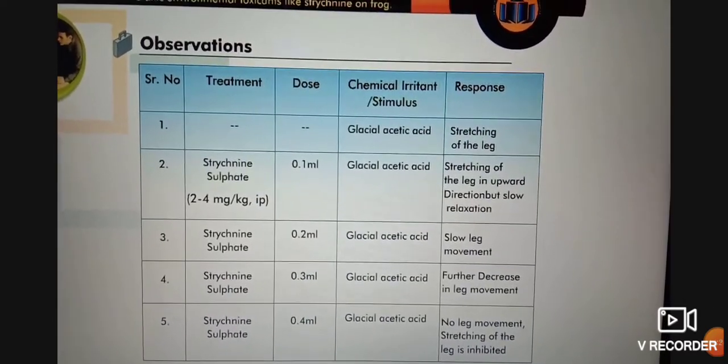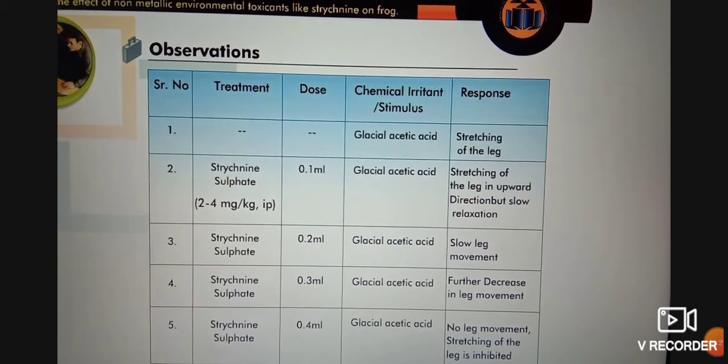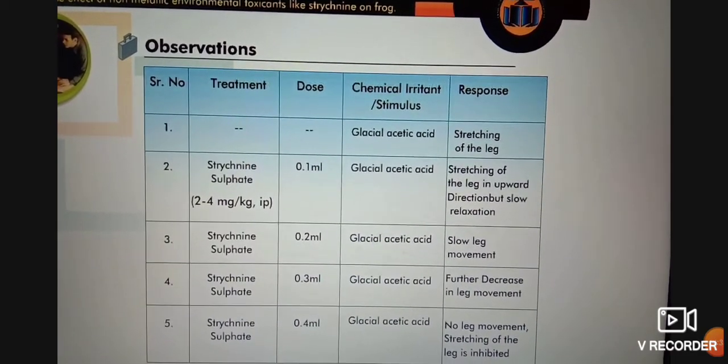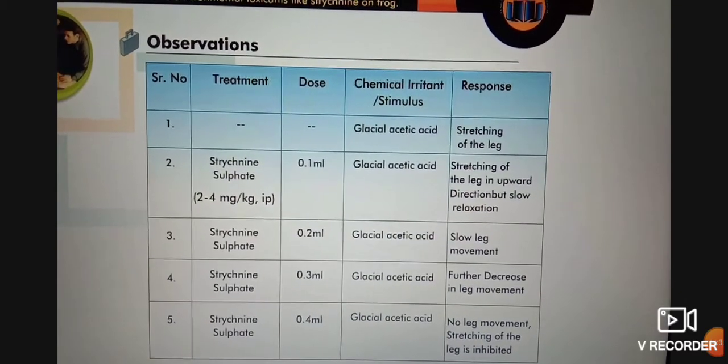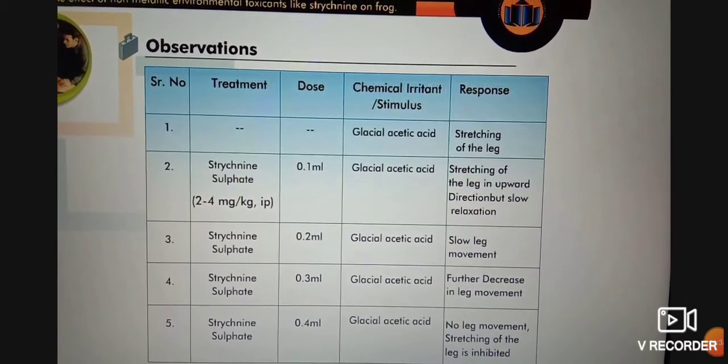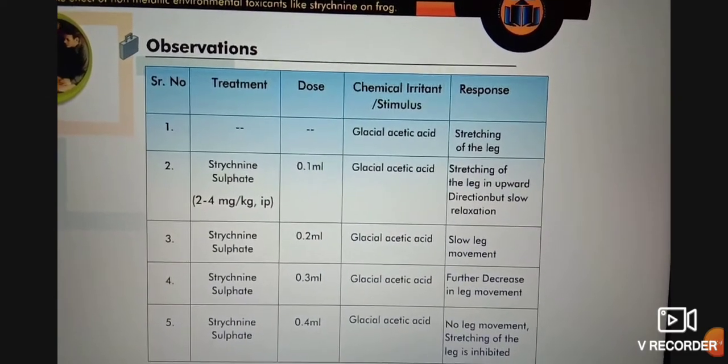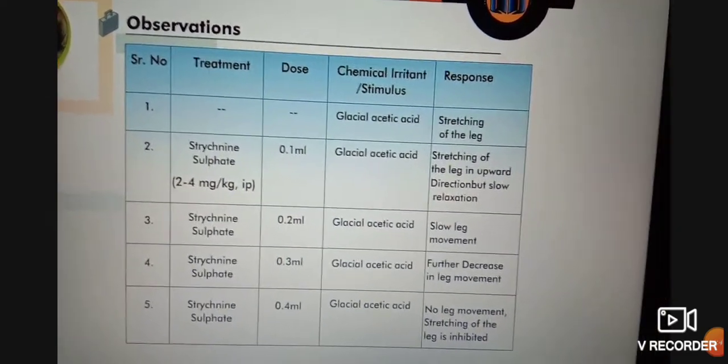Okay, so from this observation table we can easily conclude that strychnine sulfate acts on the spinal cord, right? So it is a CNS stimulant drug, so that's why it causes its effect on the spinal cord and it causes the contraction of those voluntary muscles, right?